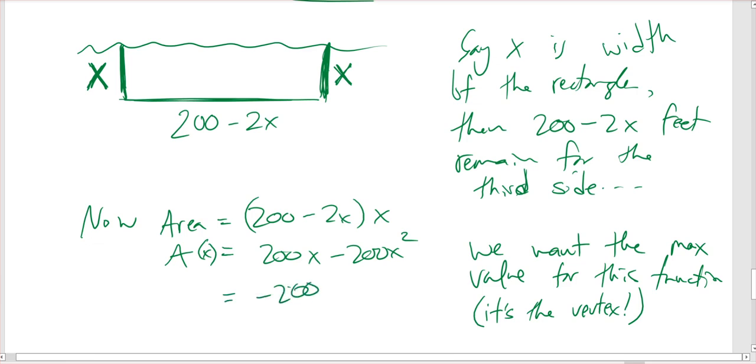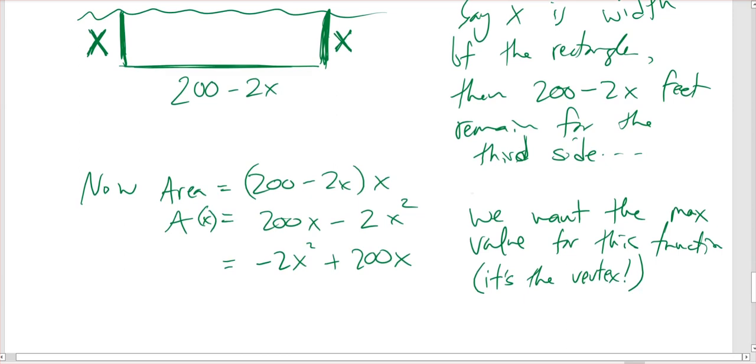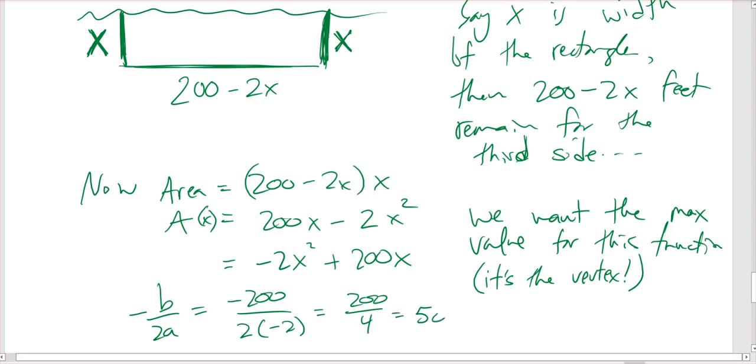With this one, let's rearrange it and put the x squared term first. Oops, it looks like I put too many zeros on that. It's just a 2. When we multiplied that through, I just put too many zeros on it. Okay, so we got negative 2x squared plus 200x, and we want to know what the vertex is. Well, negative b over 2a: negative b is negative 200, over 2 times a, which is negative 2. So I've got 200 divided by 4, which is 50.